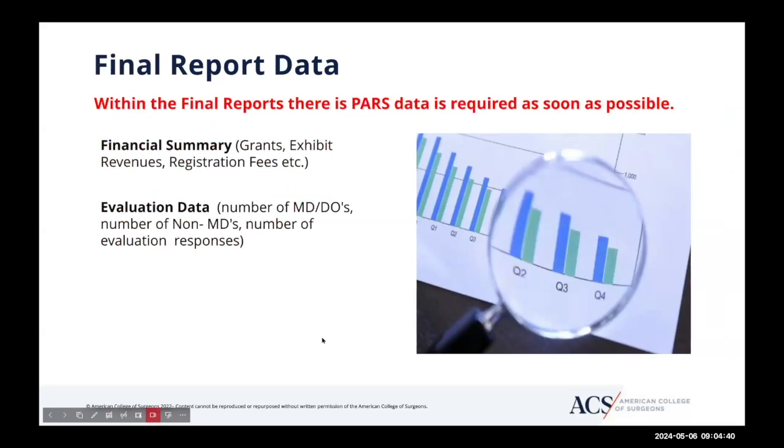So there is PARS data that we ask that you input in your application once you have collected it. PARS is ACCME's activity reporting system. There are only two components that we ask this of: the financial summary, which includes grants and exhibit fees, and evaluation data, which includes the number of participants and evaluation responses.